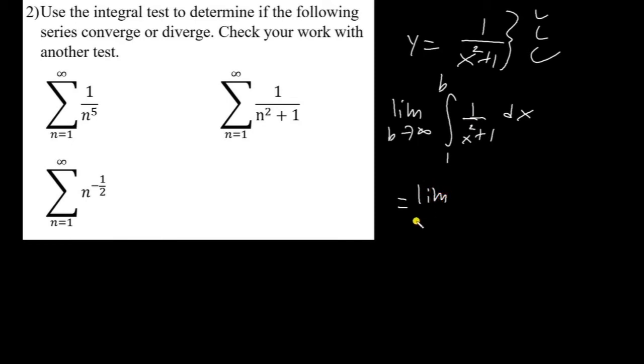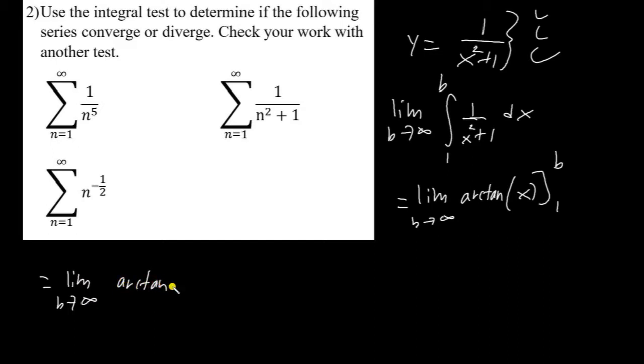So it's the limit as b approaches infinity of the arctan. That's not how you spell arctan. That's how you spell cartan. So it is the arctan of x from 1 to b. I'll move over here. If we plug in our stuff now, we'll get the limit of the arctan of b minus the arctan of 1, like that.